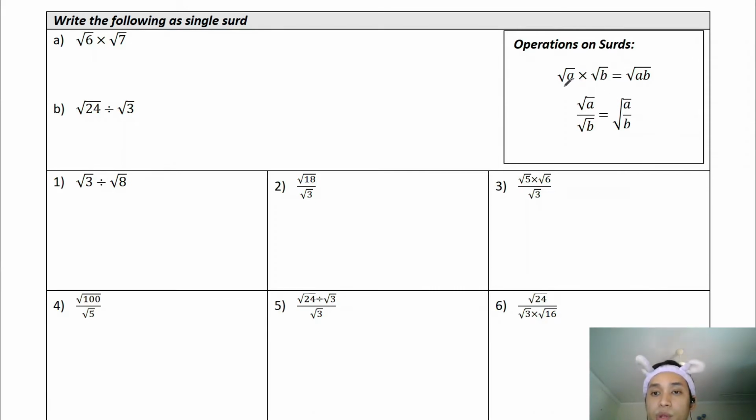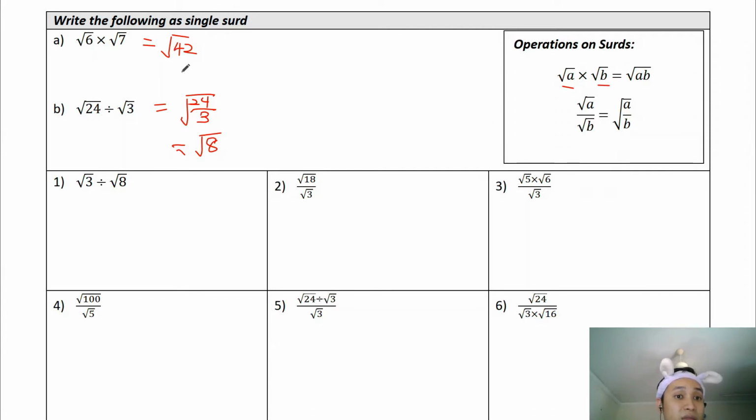When you have surd A multiplied by surd B, you just multiply the numbers inside. And if it's divide, also the same thing, you divide the numbers inside. So in this case, I can just do it like this. We just multiply the numbers inside. 7 multiplied by 6 is 42. That is your answer. This one means 24 divided by 3, so I think the answer should be 8. So this is what they want.